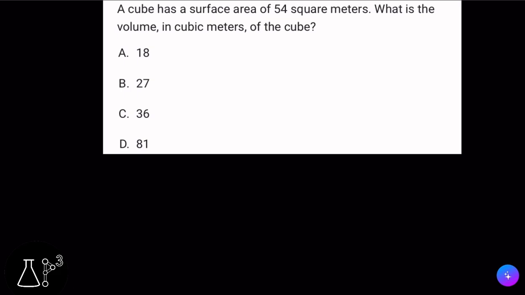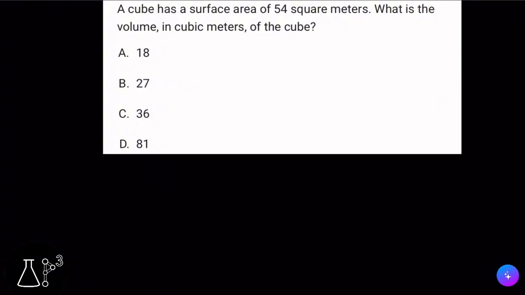Okay, let's do another question. A cube has a surface area of 54 square meters. What is the volume, in cubic meters, of the cube? I'm not going to draw a cube, since I'd just draw horrible art and confuse you. So what is the formula for surface area? Surface area is basically finding the area of the square and then multiplying by 6.